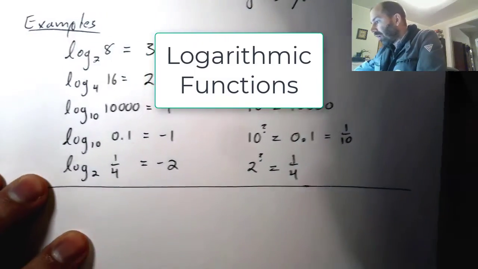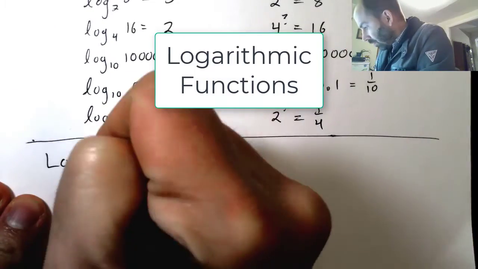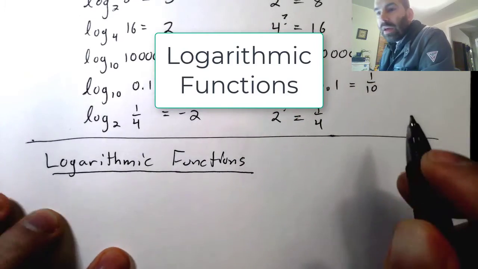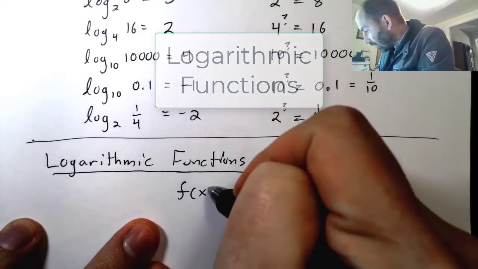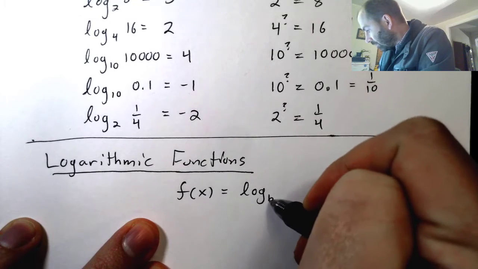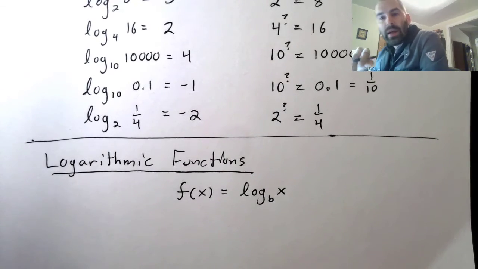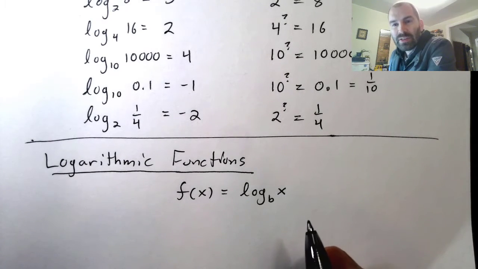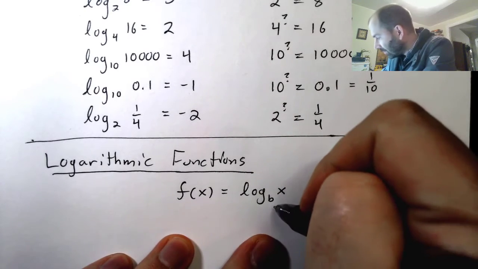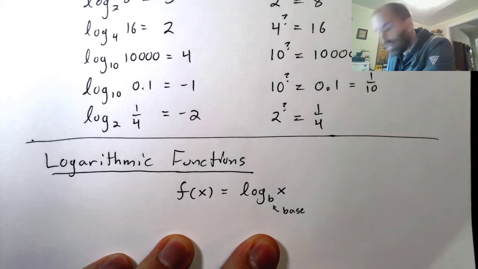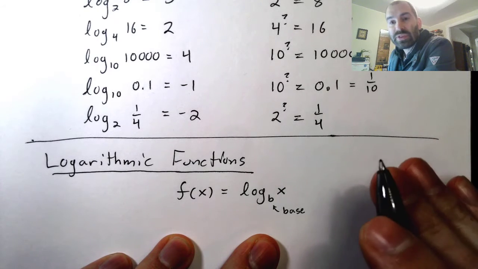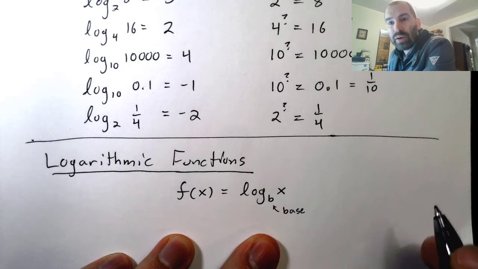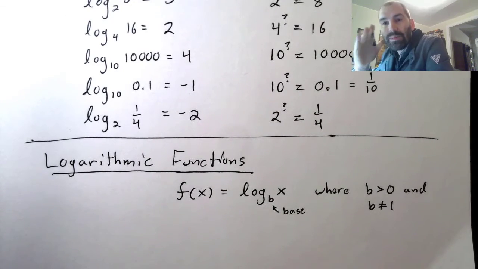Let's talk about logarithmic functions. A logarithmic function is just going to be a function of the form log base b of x. Remember that when we dealt with exponential functions, this base, b, was not allowed to be negative or 0, and it was not allowed to equal 1. So keep that in mind.